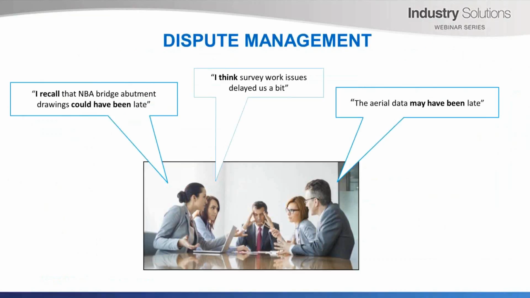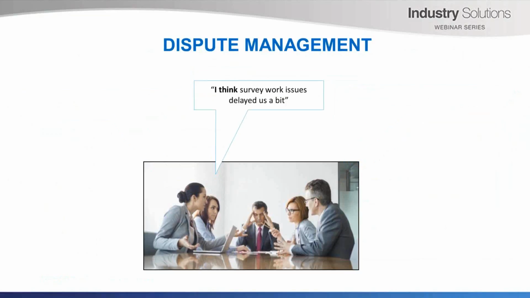In the meeting, a few ideas are raised as to what has caused the delays. Some NBA drawings may possibly have been received late. There may have been delays caused by survey work obstacles, and the aerial survey data may also have been late. But we're not completely sure. So now we need to gather the facts to support our case. Let's tackle each item one at a time, and in the process, see how 12D Synergy can help. Let's take a look at the first item.